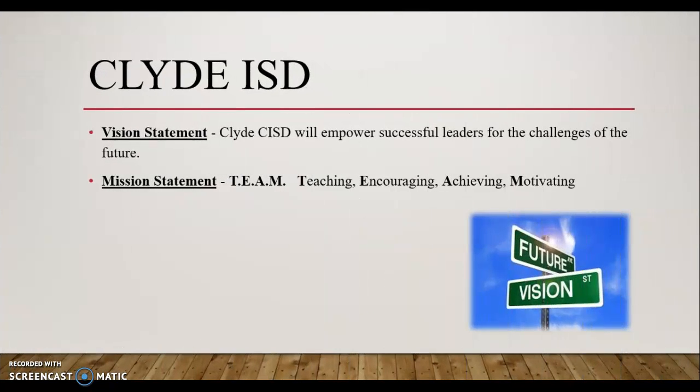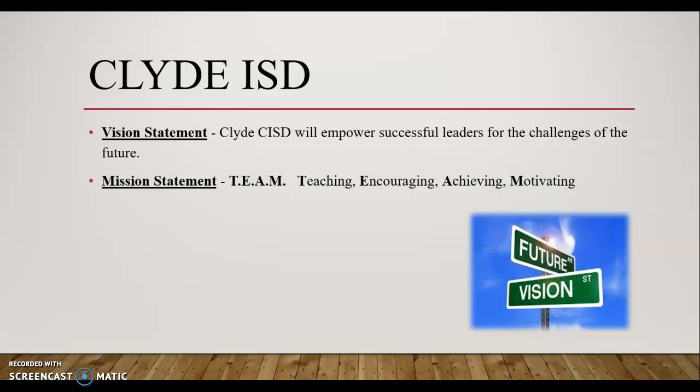So after doing some research, I found Clyde ISD's vision for the students and the school district, as well as their mission statement. For the vision, Clyde ISD wants to empower their students to become successful leaders, to be able to execute challenges that will be presented in the future. And then their mission is based off of the acronym TEAM, which is teaching, encouraging, achieving, and motivating.